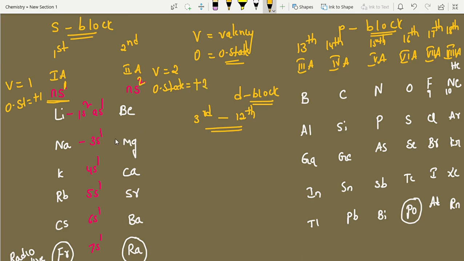Why? Because they are ready to lose. Alkali metals. First A group elements we call alkali metals. Second A group elements we call alkaline earth metals. Alkali is nothing but basic in nature. Their oxides and hydroxides are basic in nature.